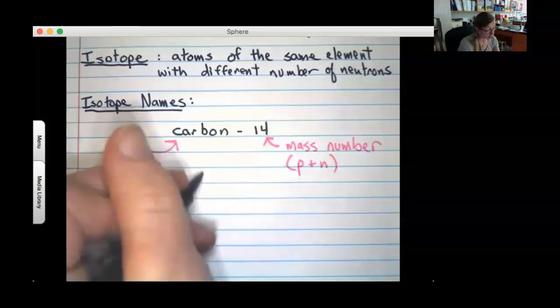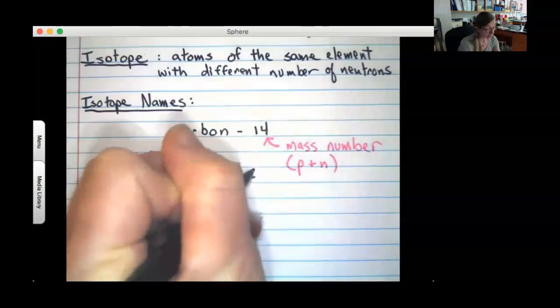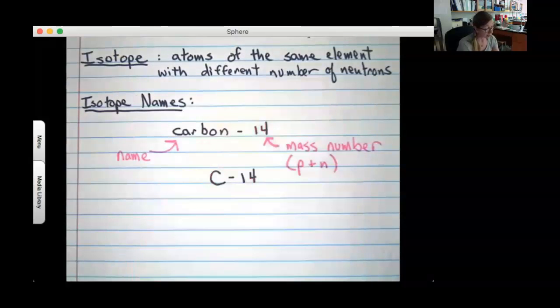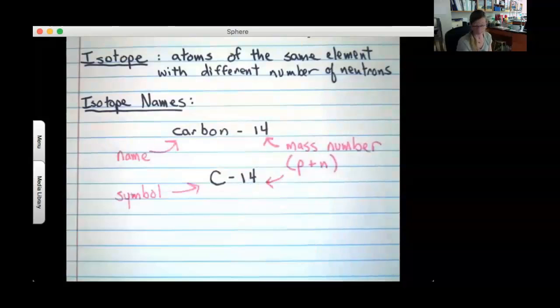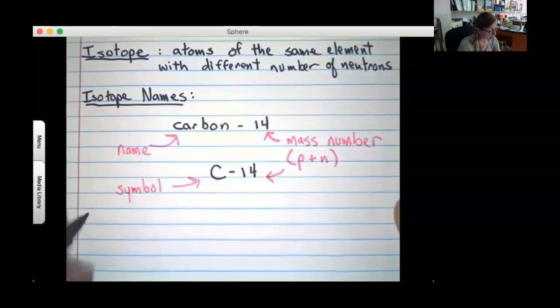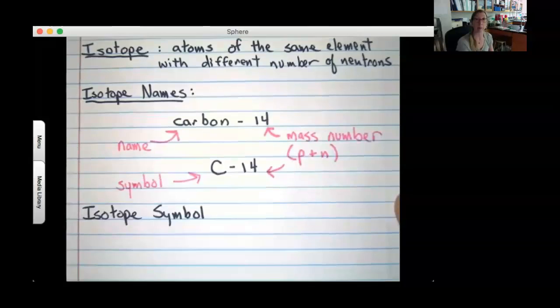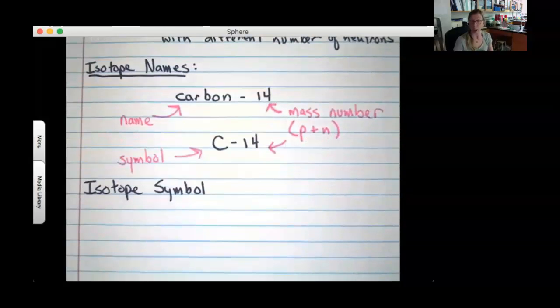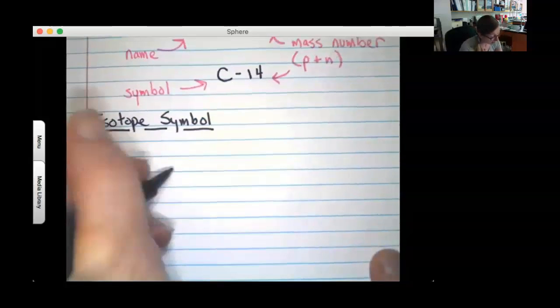We also can shorten this up and just use the symbol capital C. And that's the symbol. And that's the mass number, once again. Now there's one other way that this is shown, using the isotope symbol, and that shows a lot of information and really compact. It's really short. This saves us a lot of time.